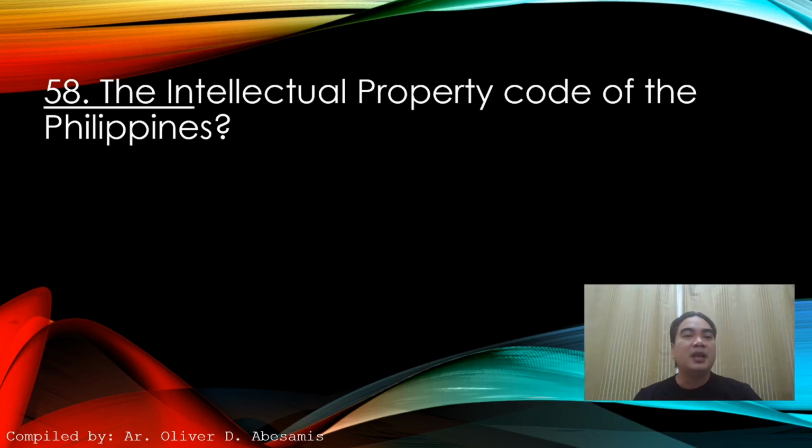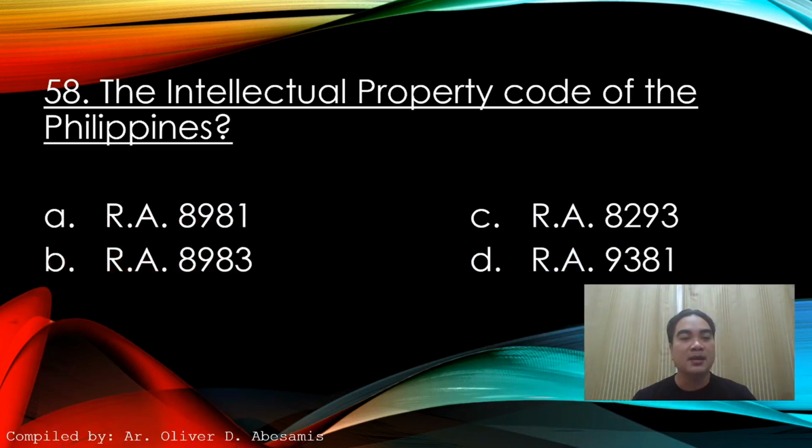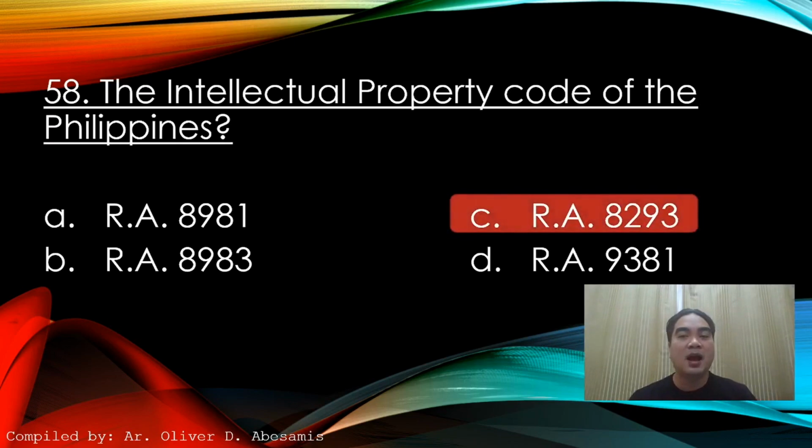58. The Intellectual Property Code of the Philippines. A. RA 8981. B. RA 8983. C. RA 8293. And D. RA 9381. Answer? C. RA 8293.